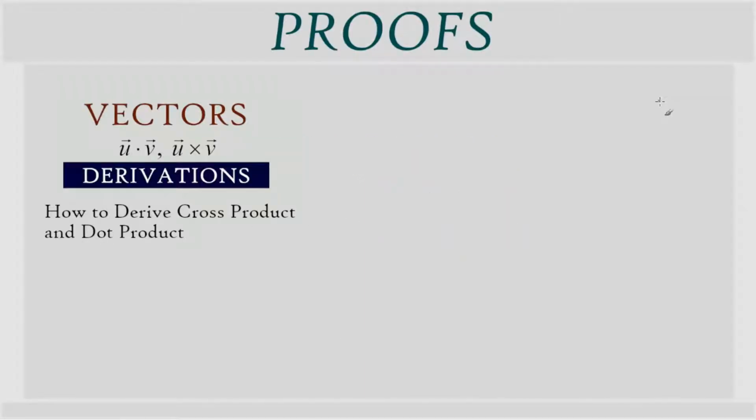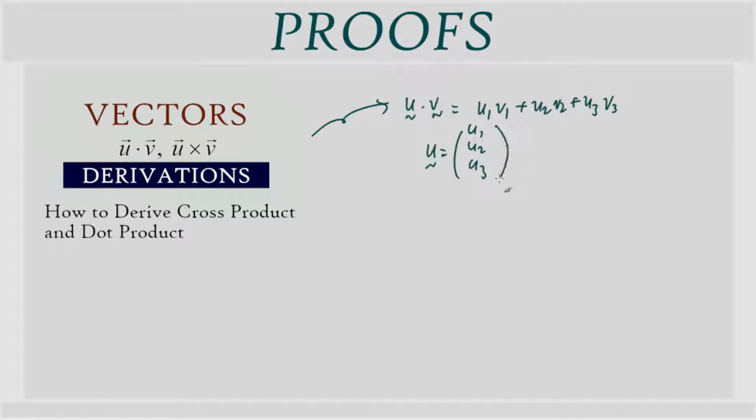In another YouTube video called How to Derive Cross Product and Dot Product, we define the dot product as u dot v, or the scalar product of u and v. Again, these two are the same thing, equal to u1 v1 plus u2 v2 plus u3 v3, where it's a real number, where u is equal to u1, u2, and u3 in the xyz components, and v is equal to v1, v2, v3 in the xyz components.